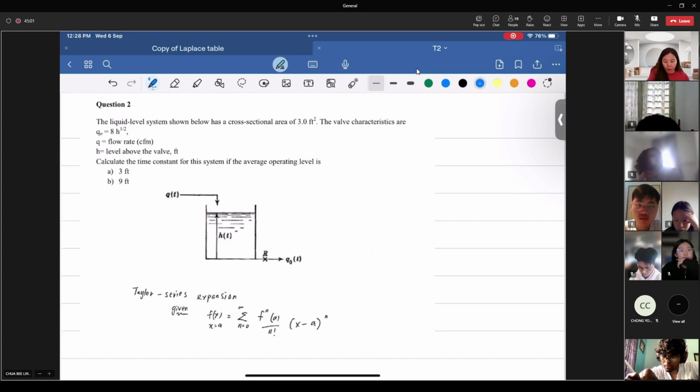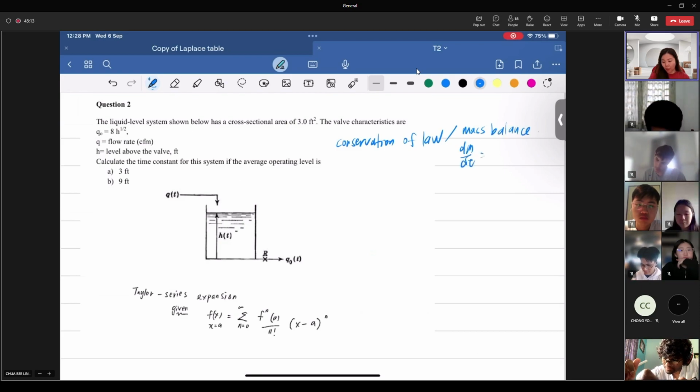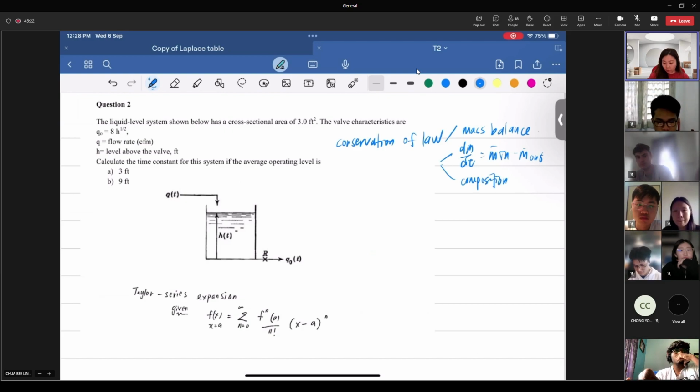Okay. Conservation law. You have 3. Mass balance, dm over dt, then mass rate in minus mass rate out. Second, you have composition balance. So this is revision also. I won't just solve the question with you all. I will do the revision at the same time.